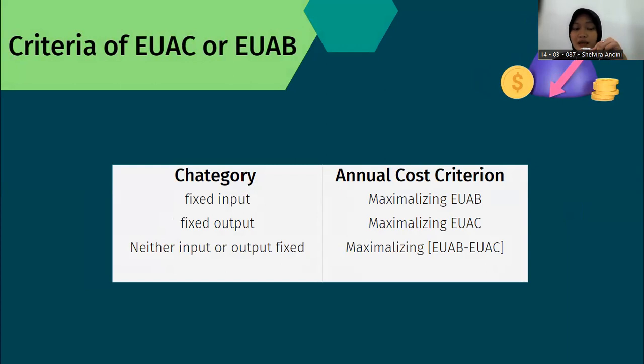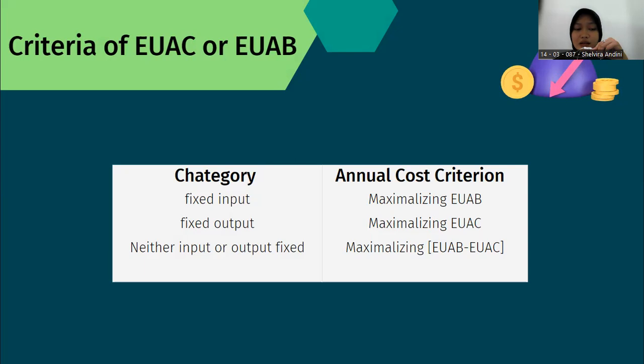The second category is fixed output. In fixed output, the target to be achieved is fixed. Suppose a contractor has priced the contract with a fixed cost for repairing a factory. In fixed output, the annual cost criterion is maximizing EUAC.